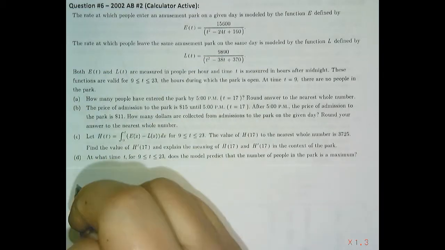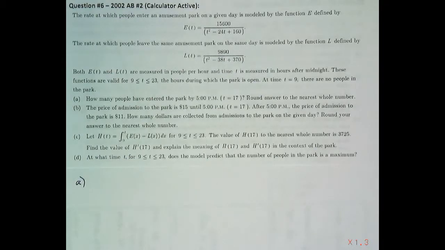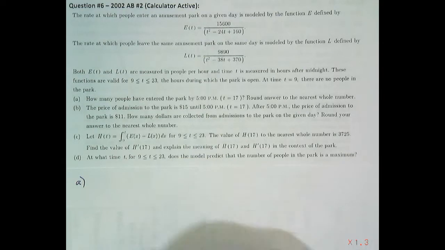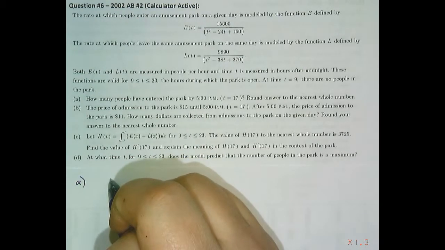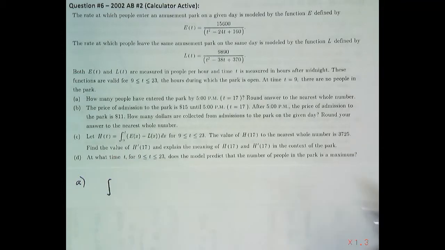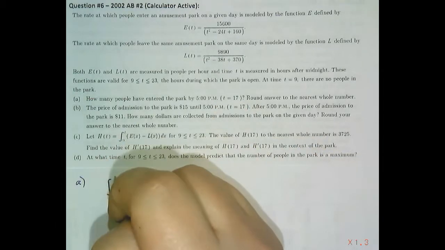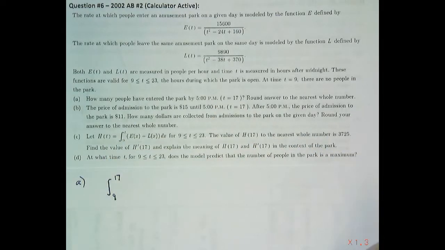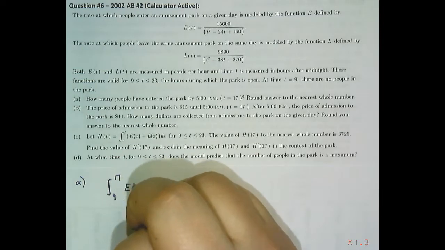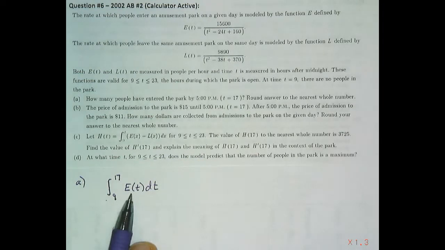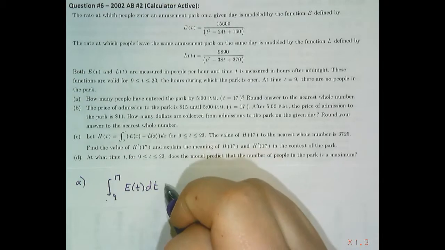Part A says, how many people have entered the park by 5 p.m.? So we're looking for the total accumulation of entrance into the park. If we take from 9 when the park opens until 5 p.m., which is time 17, of our E of t function, we would be integrating a rate which would give us total accumulation.